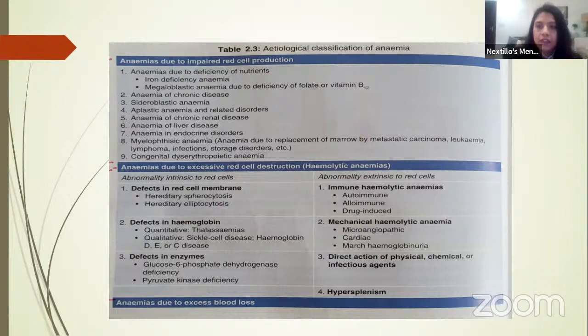Then there can be direct actions of any physical, chemical, or infectious agents. And last is hypersplenism. We all know that all our blood cells go and die in the spleen. So in any cases where the spleen is overactive, there'll be excessive destruction of red cells.